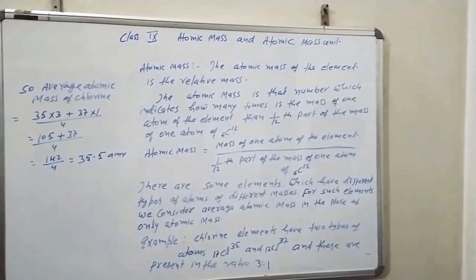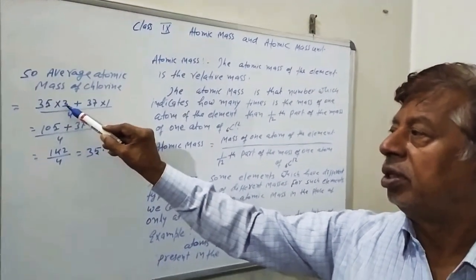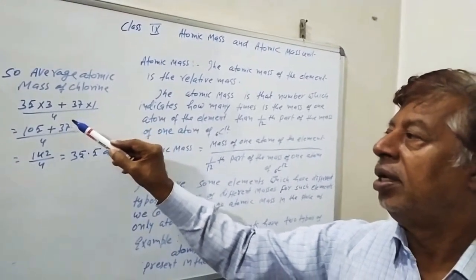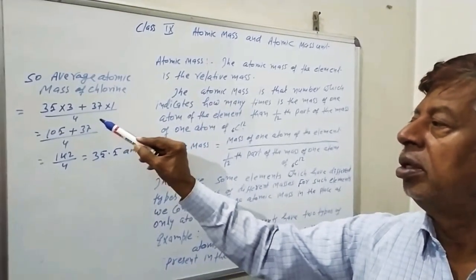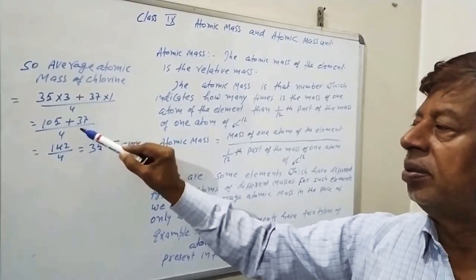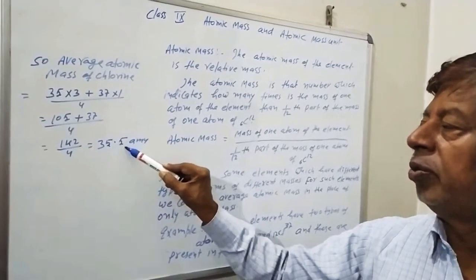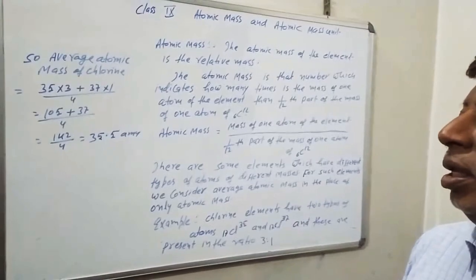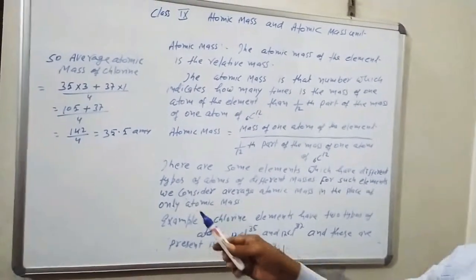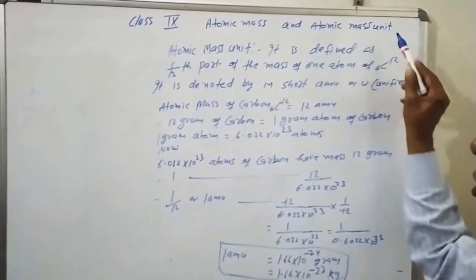So the average atomic mass of chlorine will be 35 into 3 plus 37 into 1 by 4. 3 plus 1 equal to 4, or 105 plus 37 by 4, or 142 by 4 equal to 35.5. This is the reason why the chlorine atom has average atomic mass 35.5 amu. Atomic mass unit.